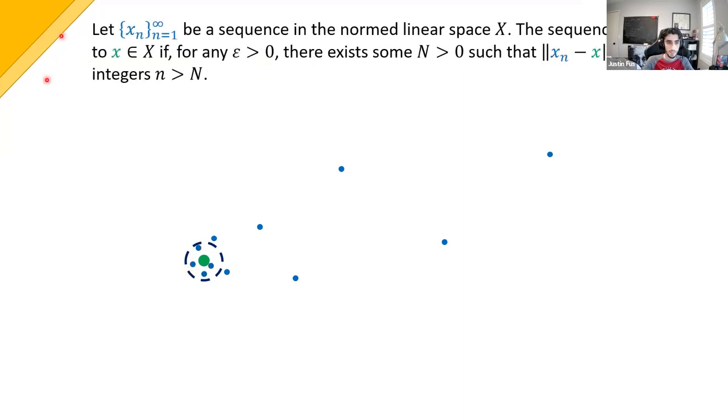So a formal definition is: if we have a sequence in our normed linear space, it converges to this green little x if, given any epsilon greater than 0, you can find some big N where everything beyond the big N blue point is within epsilon of the green one. Okay. So this is the idea of convergence in a normed linear space.